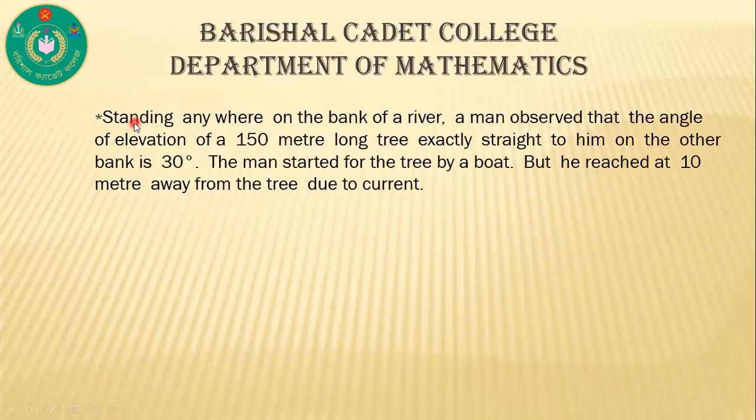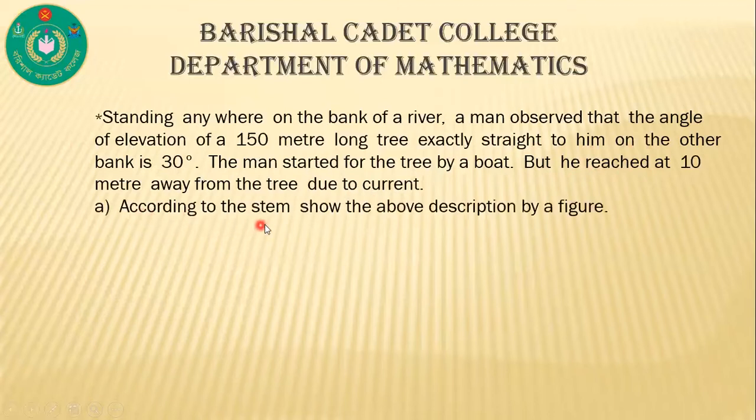Now a creative question. Standing anywhere on the bank of a river, a man observed that the angle of elevation of a 150 meter long tree exactly straight to him on the other bank is 30 degree. A man started for the tree by boat, but he reached at 10 meters away from the tree due to the current.